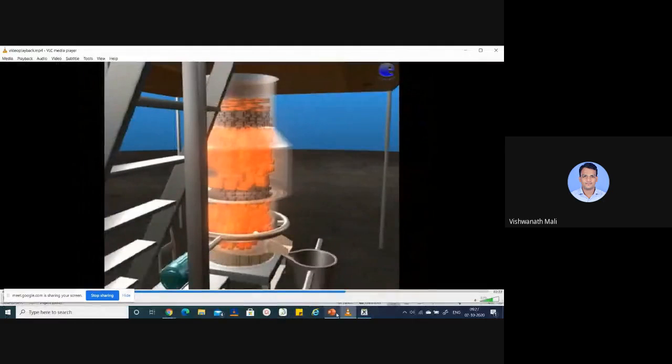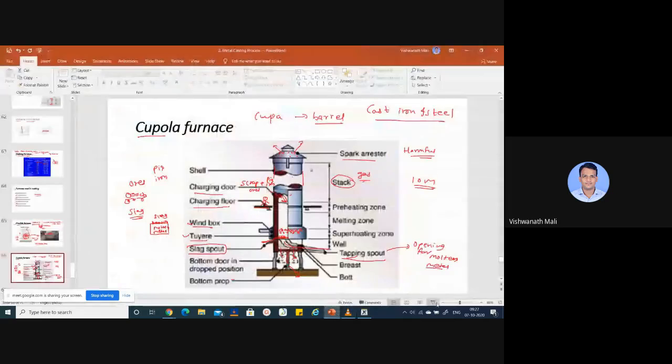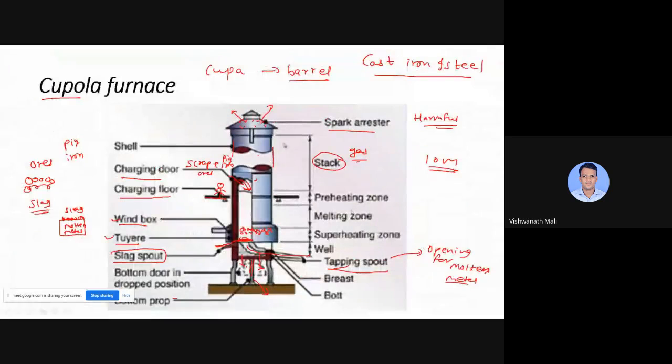So this is the cupola furnace. Now here you can see there are different zones. At the start we pour the charge, the scrap, then it is preheated in this zone. Okay, as heat is passing through this stage, that's why it is a preheating zone. Okay, then it is coming in contact with the fuel we are using, so it will get melted. So that's why it is called the melting zone.